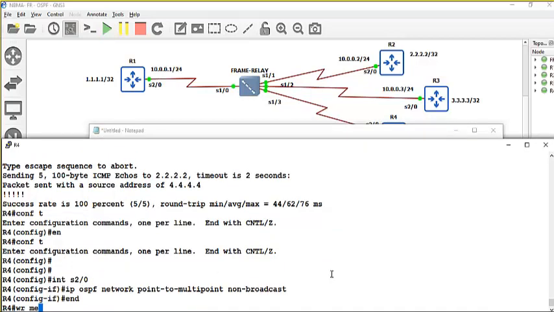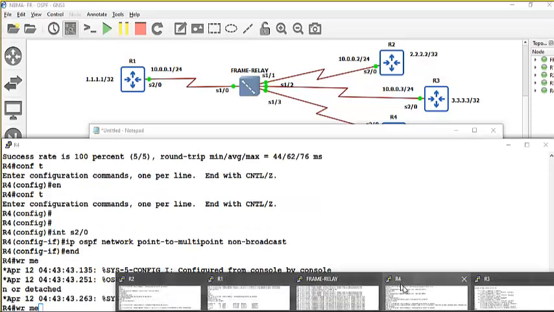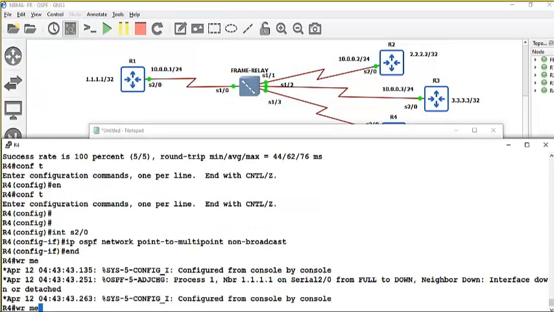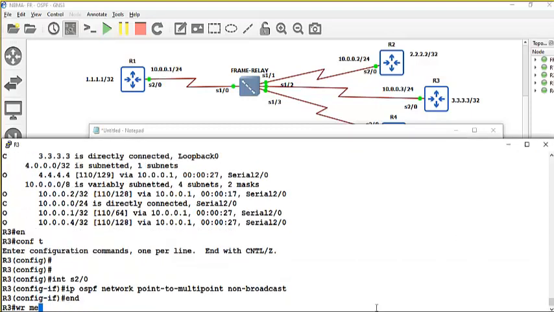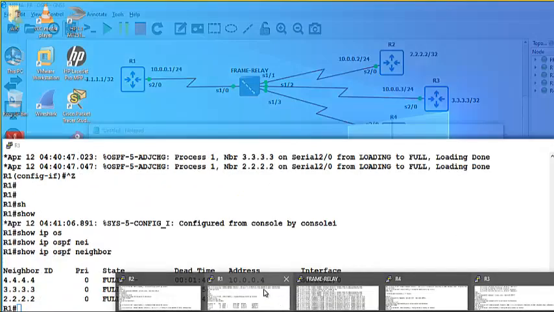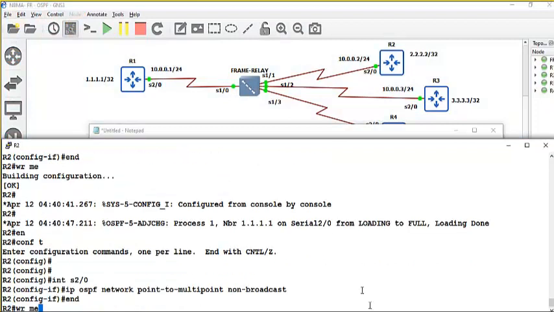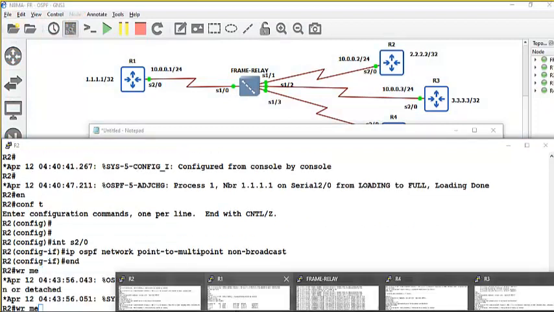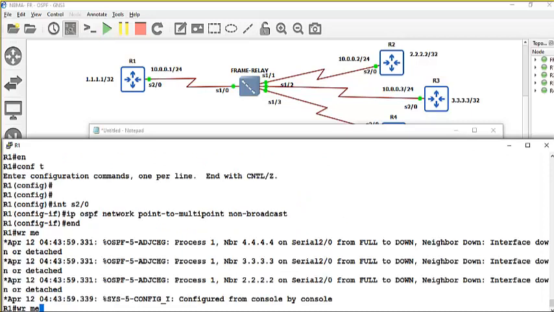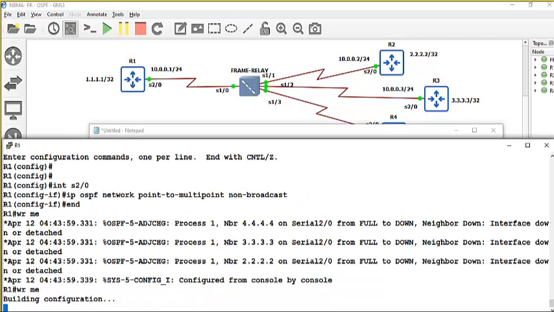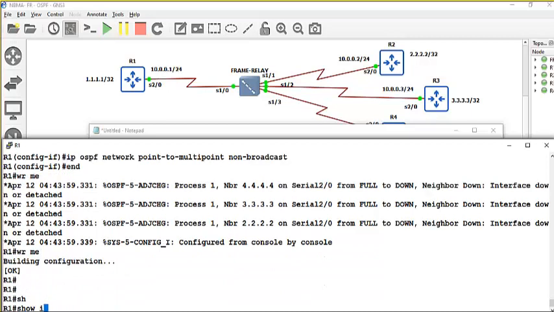What will happen is you will lose the neighbor. 4, 3, 2, 1. You will lose the neighbor. Why? For this mode, the neighbors need to be statically configured. Show IP OSPF neighbor, no neighbor.